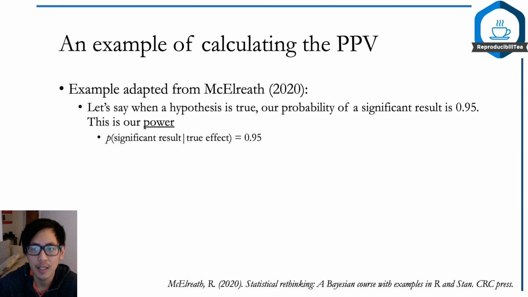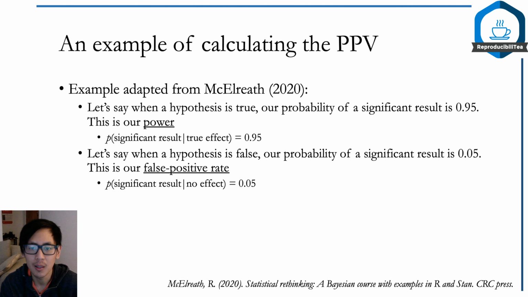So an example of calculating the PPV here, I'm adapting an example from a textbook by Richard McElreath called Statistical Rethinking. I don't think he endorses this particular example to demonstrate this point, but I will show it anyway. Let's say when a hypothesis is true, our probability of a significant result is 0.95. This is referred to or typically defined as our power. So our probability of finding a significant result given a true effect is 0.95.